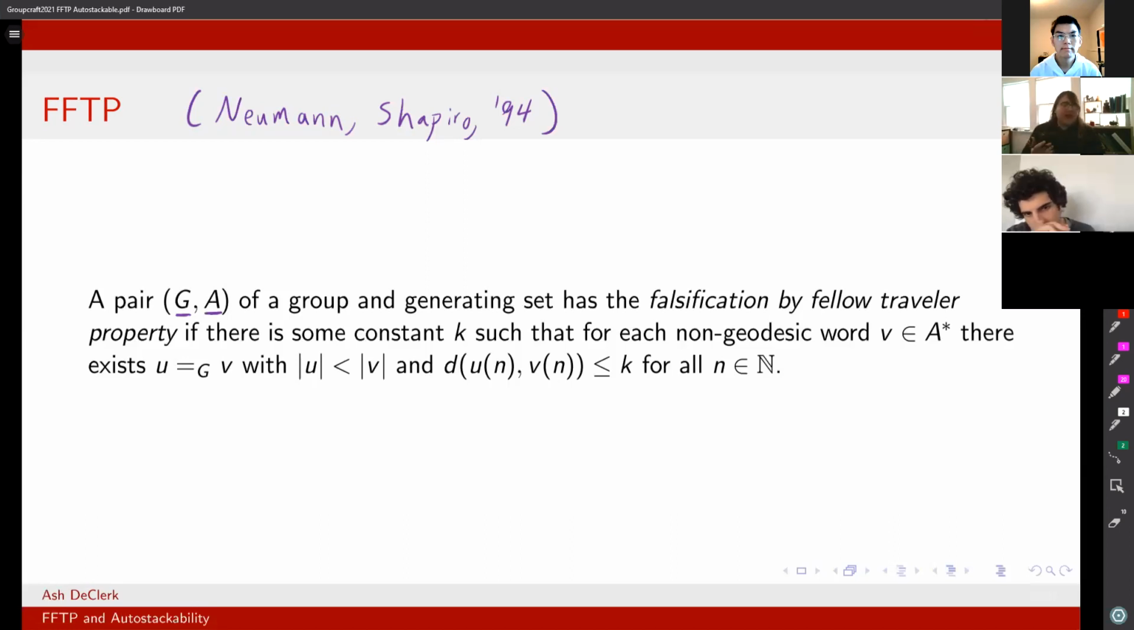And this pair is going to have the falsification by fellow traveler property if there is some global constant k, such that whenever you have a non-geodesic word v, there is some u which is equal in the group to v, with the length of u smaller than the length of v, and the distance between n steps along u and n steps along v is smaller than your global constant k for all natural numbers n.